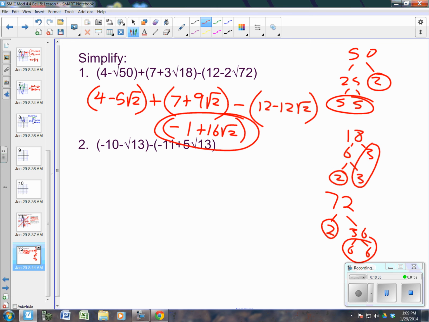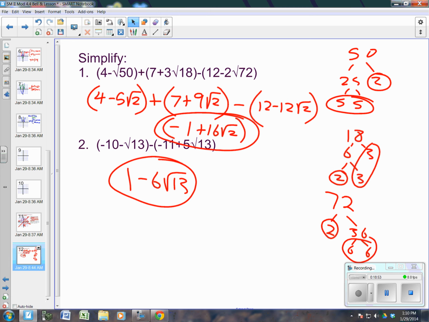Do you understand that? This one down here, 13 is already simplified, so it's just negative 10 minus negative 11 would be 21. No, negative 10 plus 11 would be what? 1. Negative root 13 minus 5 root 13 is going to be negative 6 root 13. And that's the answer for that one. By the way, these two problems are on your assignment.